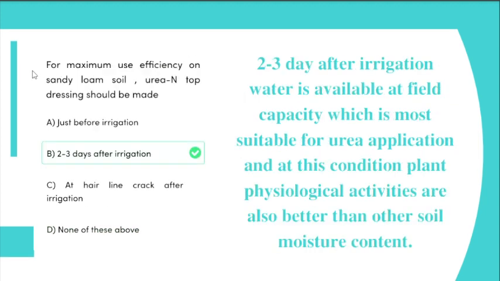Next question. For maximum use efficiency on sandy loam soil, urea nitrogen top dressing should be made. So option number B is correct: 2 to 3 days after irrigation. 2 to 3 days after irrigation, water is available at field capacity, which is most suitable for urea application, and at this condition, plant physiological activities are also better than at other soil moisture contents.